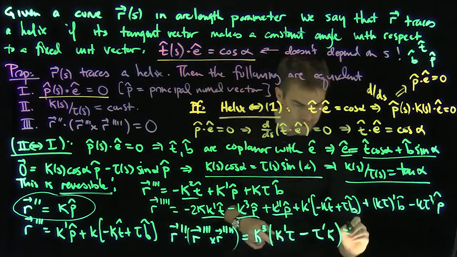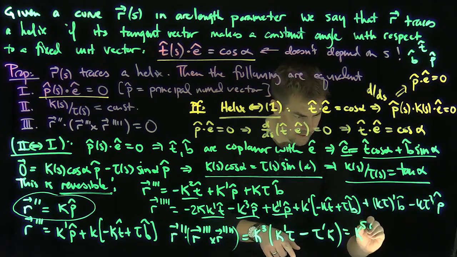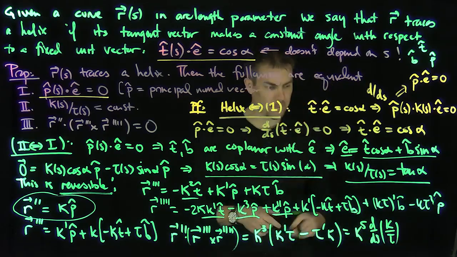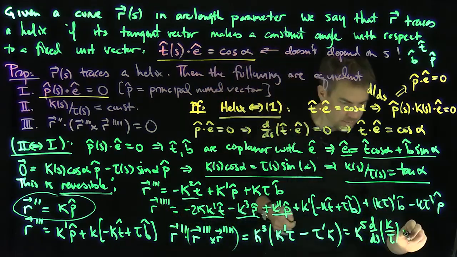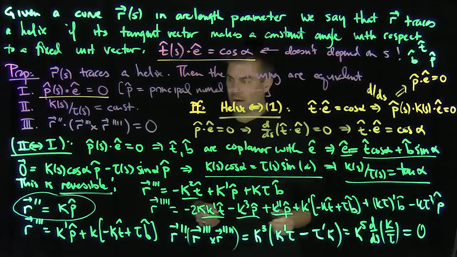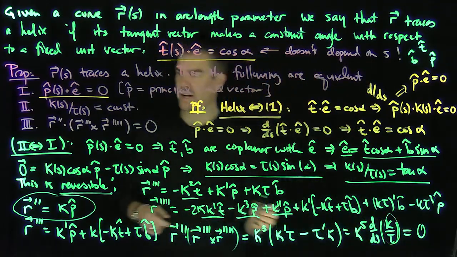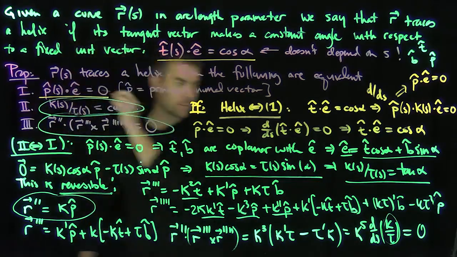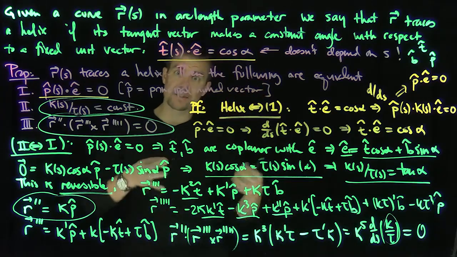And of course, this is what? This is really kappa to the 5th d by ds of kappa over tau, right? And so this is what? So in other words, this is 0 if and only if what? This product over here is 0 if and only if the ratio of curvature and torsion is constant. So the ratio of curvature and torsion being constant is exactly equivalent to this triple scalar product being equal to 0, by looking at this calculation over here and using the Bernoulli array several times.